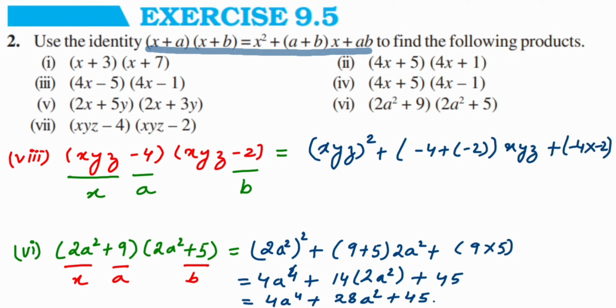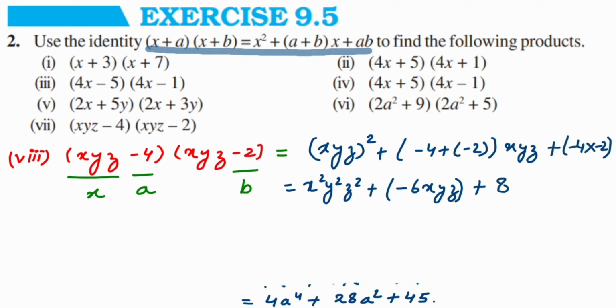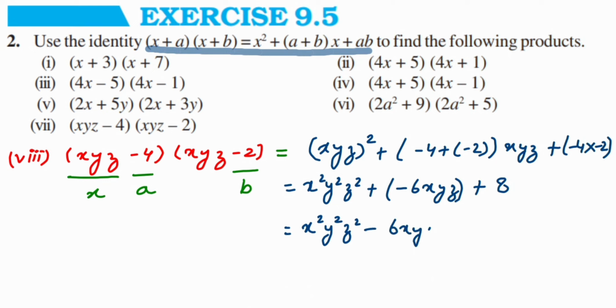So this is equal to x²y²z² plus minus 4 minus 2 is minus 6, so we'll get minus 6xyz plus minus 4 into minus 2 is 8. So we can rewrite this. So this is equal to x²y²z² minus 6xyz plus 8. That's it. This is the answer for the last one, seventh problem. It's not eighth, it's seventh problem. So that's it. We are done with all the problems here.